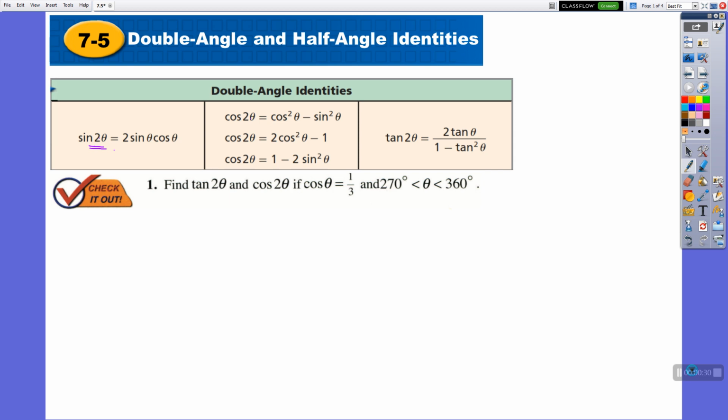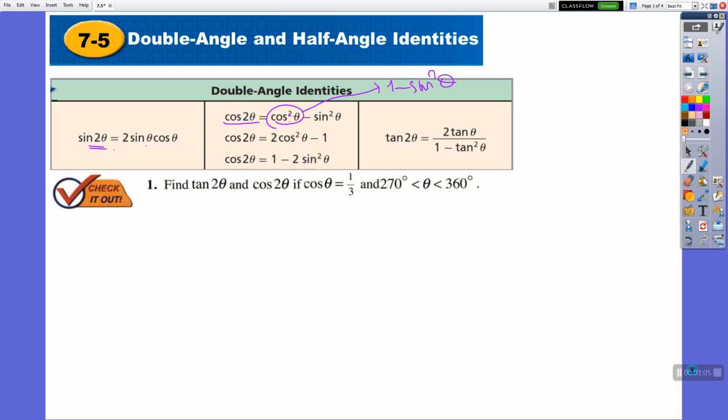So the expansion here is 2 times sine theta times cosine theta. For the cosine 2 theta, the expansion is cosine squared theta minus sine squared theta. Let's suppose that you are not given cosine, you are only given sine squared. So you can write cosine squared in terms of sine squared, as you learn an identity in section 3. So cosine squared is 1 minus sine squared. So 1 minus sine squared minus sine squared, 1 minus 2 sine squared.